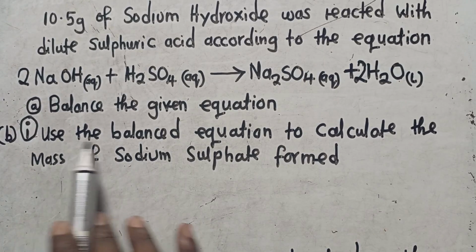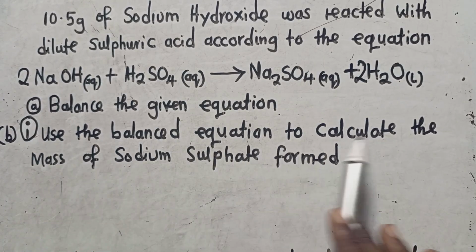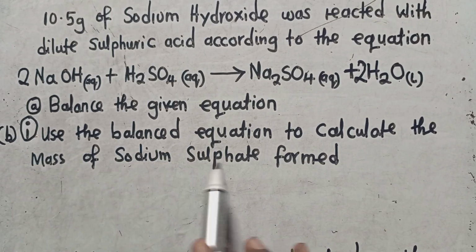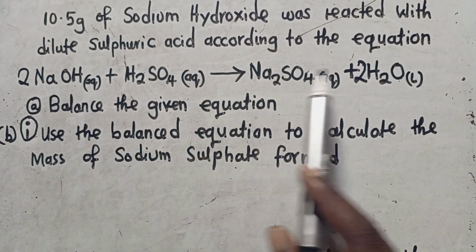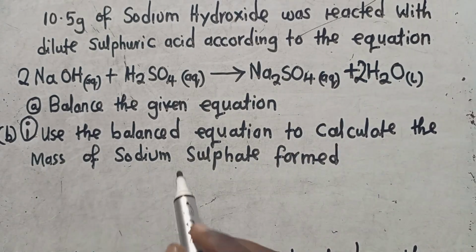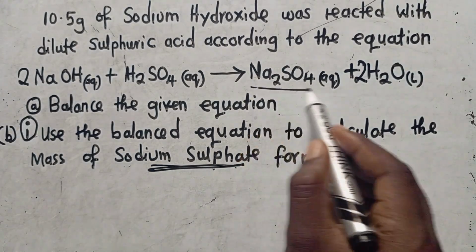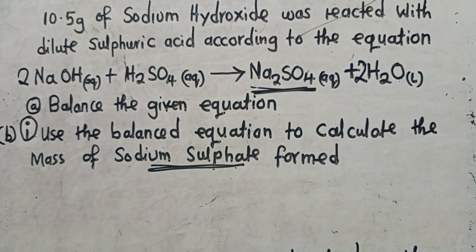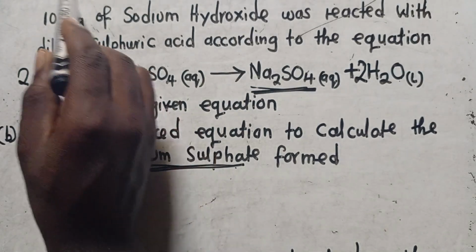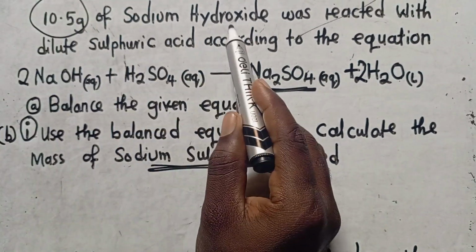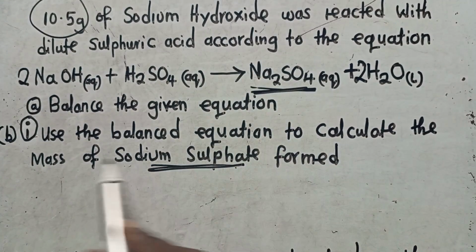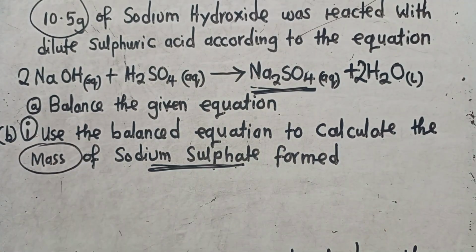This question is saying use the balanced equation to calculate the mass of sodium sulfate formed. So we want to use this balanced equation to calculate the mass of sodium sulfate. Where is sodium sulfate? This is the mass of sodium sulfate that is formed. So what are we given? We are given the mass of sodium hydroxide, and here we are told to calculate the mass.